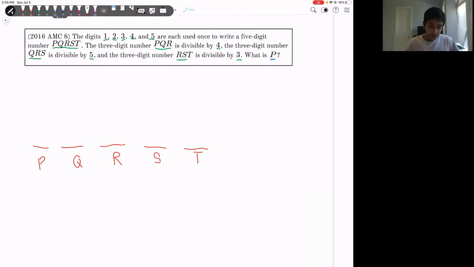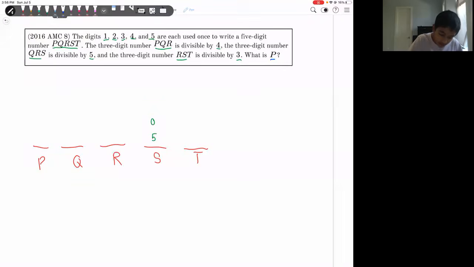If you're stuck and you don't really know what to do yet, of course let's look at QRS. If it's divisible by 5, this is either 0 or 5. That's like the easiest thing that we know. It immediately pops out to us. Now the next thing to look at is PQR, divisible by 4. We don't really know any of these digits, so that would be kind of hard to work with.